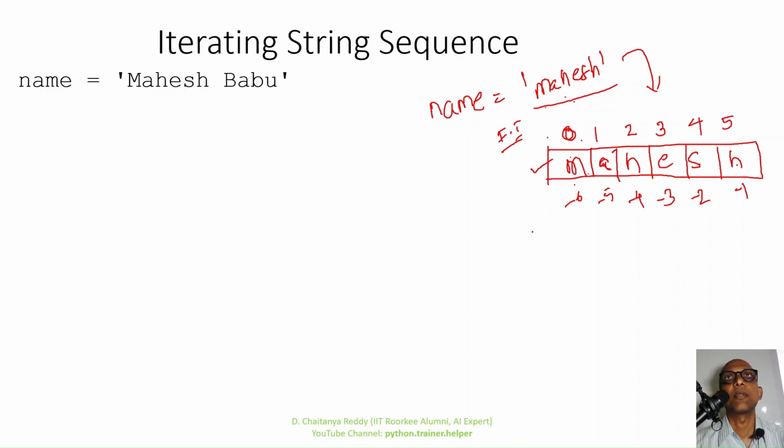Does anyone have any questions on this forward indexing and reverse indexing allocation by Python for every string it is storing in memory? No questions? Because this concept is very important.